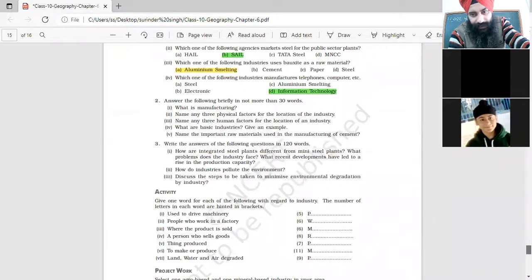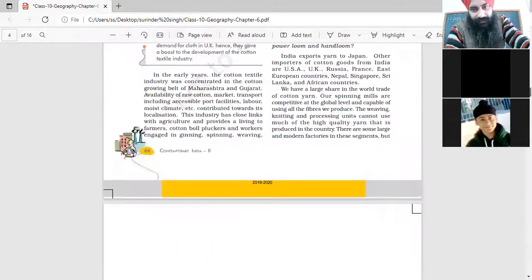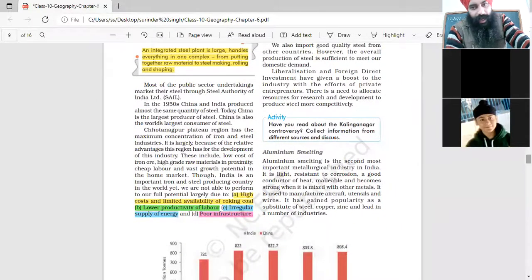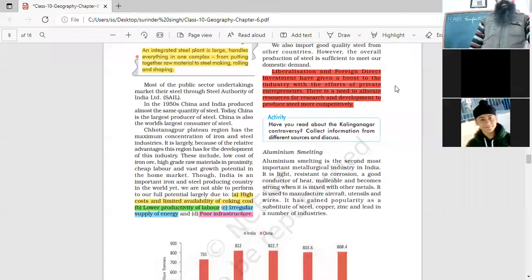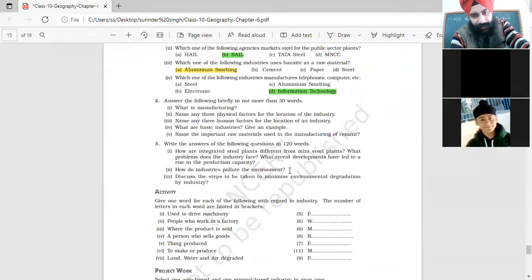Next, third part of the question is what recent developments have led to a rise in the production capacity in relation to the iron and steel industries. Yes, with liberalization and FDI, the iron and steel industry became the fastest growing industry in India, which generated more job opportunities and set up manufacturing units in India, through which India has earned good profit margin. Such profit margin may increase in future.